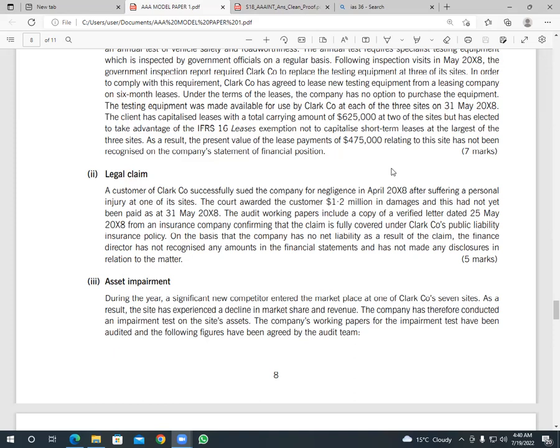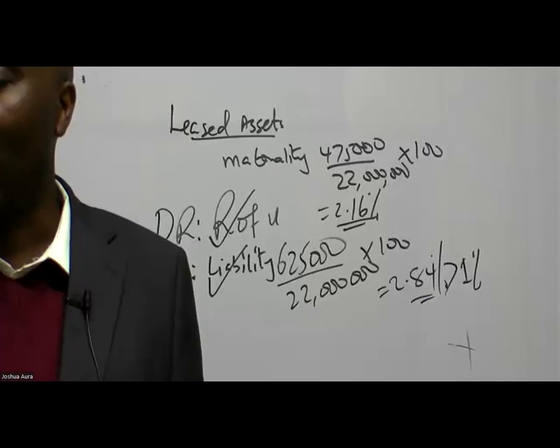understated. The audit working papers include a copy of a verified letter dated 25th May 2018 from an insurance company confirming that the claim is fully covered under Clark Company's public liability insurance policy on the basis that the company has no net liability as a result of the claim. The finance director has not recognized any amounts in the financial statements and has not made any disclosures in relation to the matter.